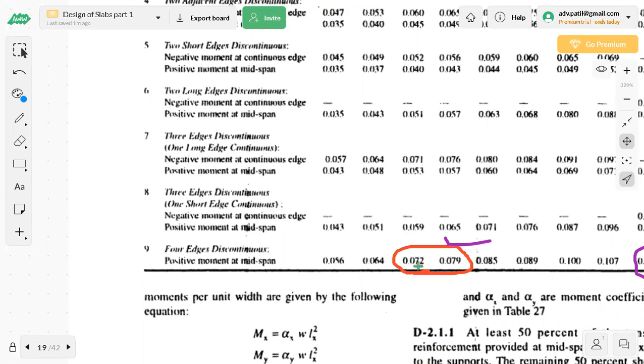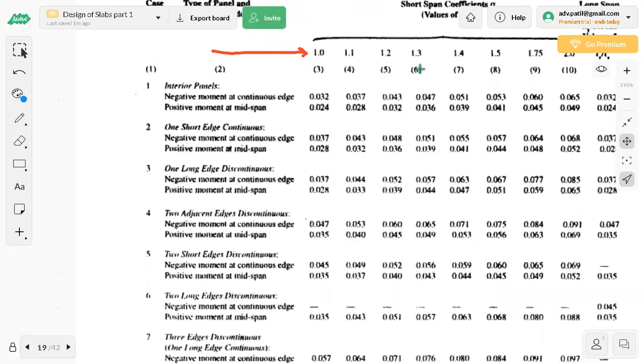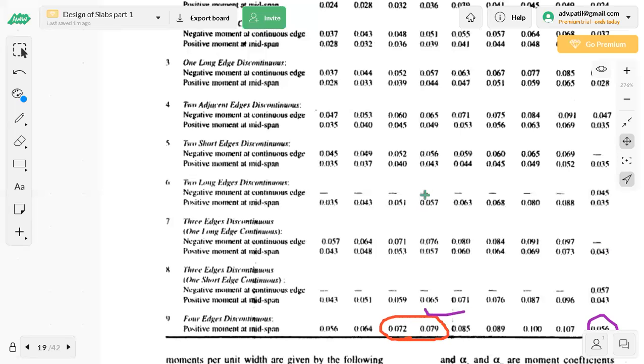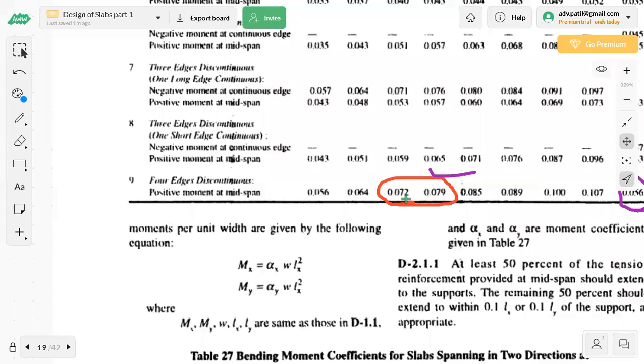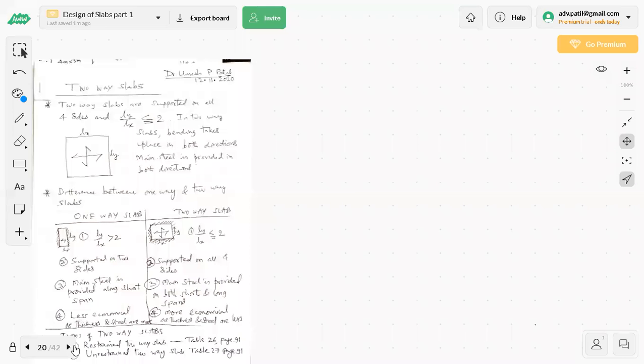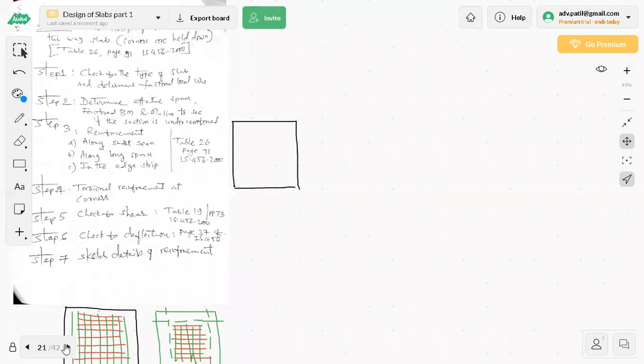Lx is 1.25, as I told you in the previous class also. So this is 1.25, corresponding to 1.25. I need to interpolate these two numbers. I should end up with a value which is in between these two. That is what the alpha x calculation is. So alpha x is calculated like this.